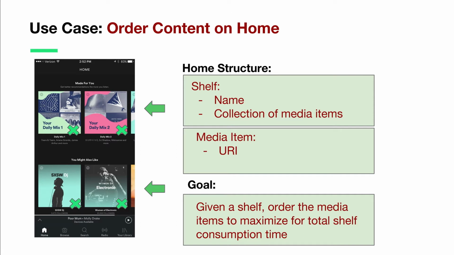From the introduction, I work on a team called Homer. Based off of that name, you might be able to tell that we work on the homepage for Spotify. The use case is that we want to order content on Home. Currently, Home is structured in the following way. We have a shelf, which is characterized by its name, such as you see here, "Made for you" and "You might also like", along with a collection of media items. A media item is defined by its URI, which is basically a link that you can click on that will allow you to listen to something. This could be your own playlist, a Spotify playlist, an artist, or an album.